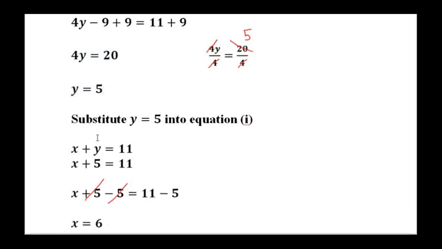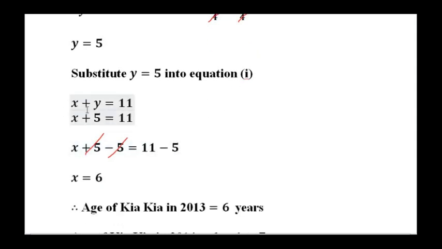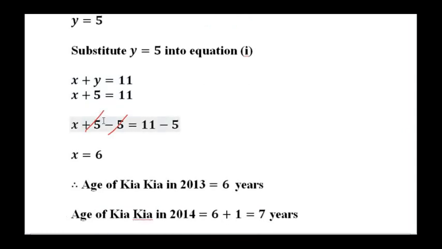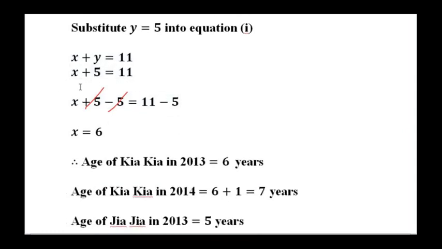Now, to find x, we will substitute y equals 5 into equation 1. Equation 1, x plus y equals 11, becomes x plus 5 equals 11. Since we are solving this equation for x, I will subtract 5 from both sides. We get x equals 6. Now that we have found the values of the variables x and y, which means we have found the ages of Kai Kai and Jia Jia in 2013.